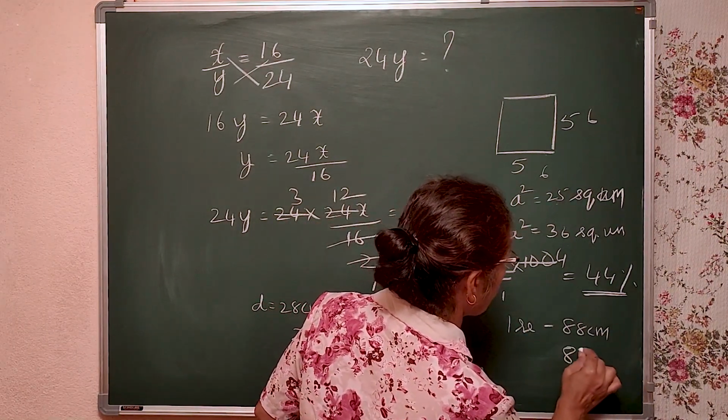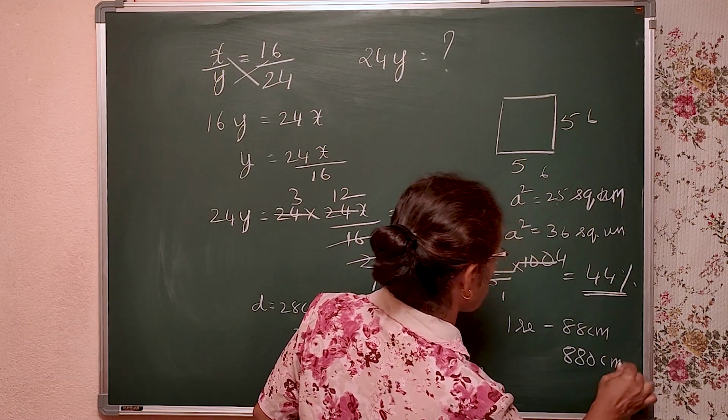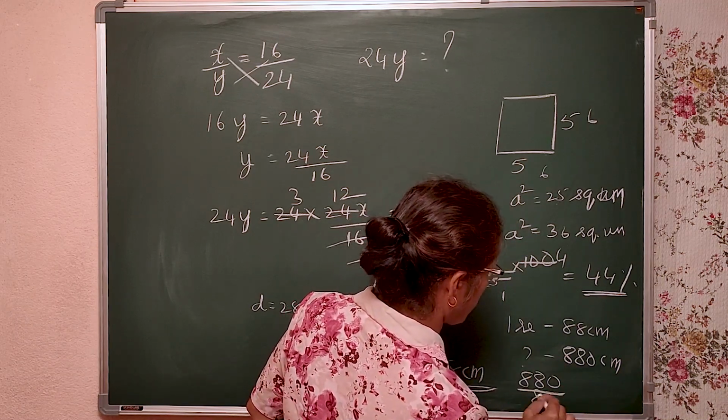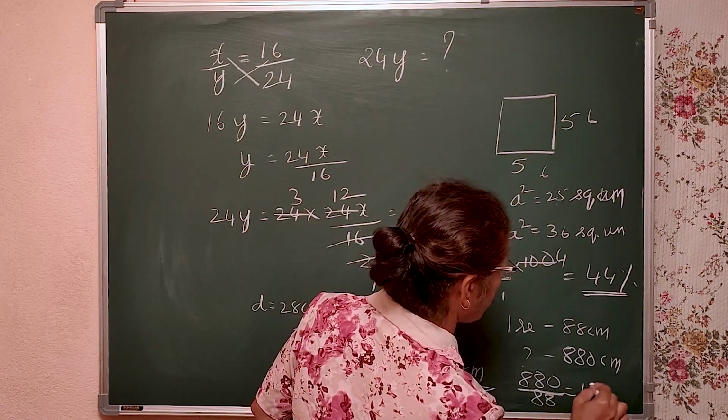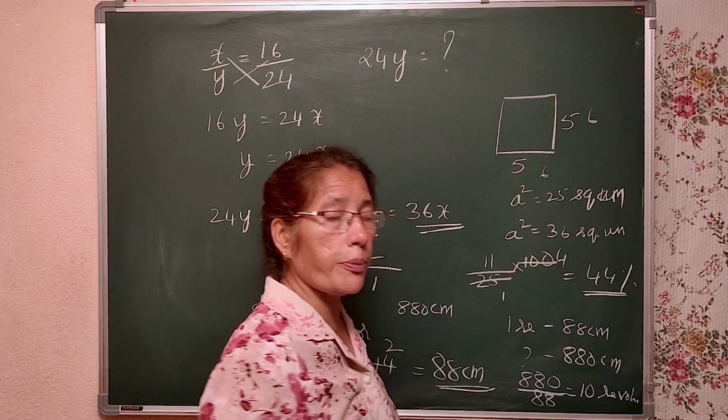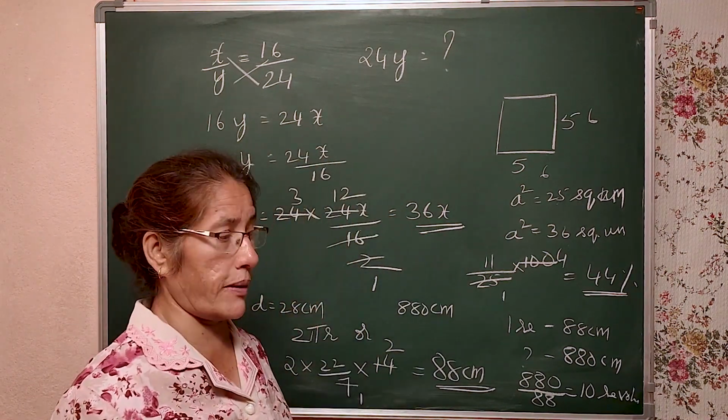It has moved 880 centimeter. So how many revolutions? 880 divided by 88 is equal to how many? 10 revolutions. I hope you have understood these three problems.